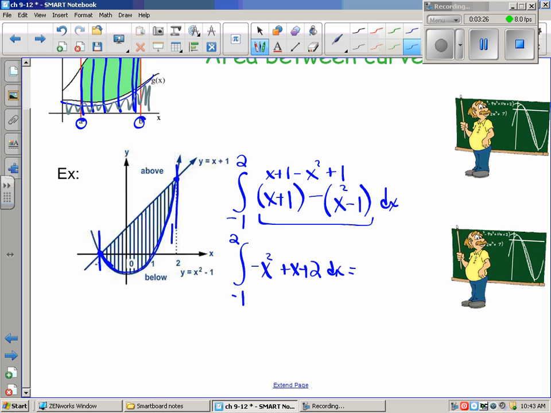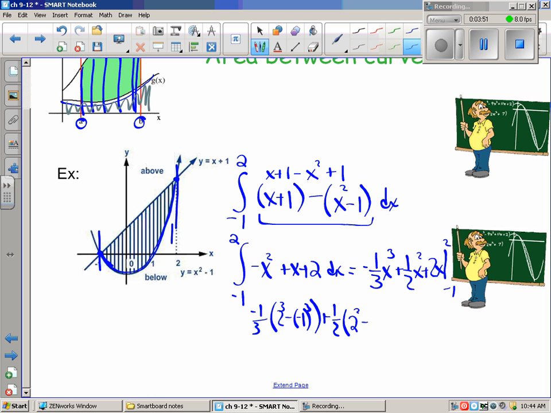If I do that, let's do the integral. It would be negative 1/3 x cubed plus 1/2 x squared plus 2x, and we would evaluate that from -1 to 2. So I'd have negative 1/3 times 2 cubed minus -1 cubed, plus 1/2 times 2 squared minus -1 squared, plus 2 times 2 minus -1. You'll notice my process is done this way, rather than taking the 2 through the whole thing and then the -1 through the whole thing, because without calculators, it groups them together.